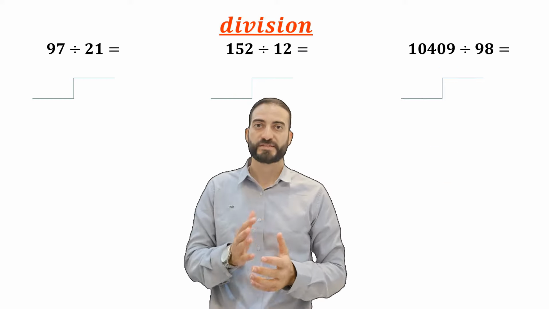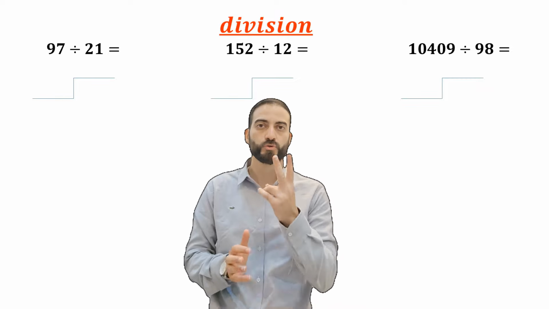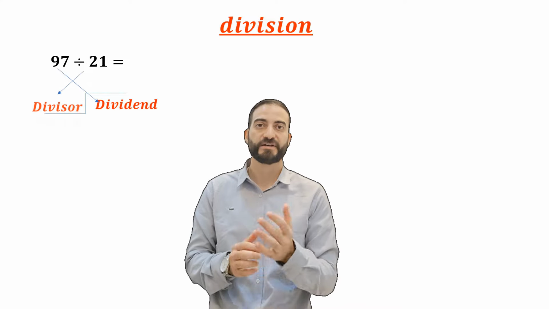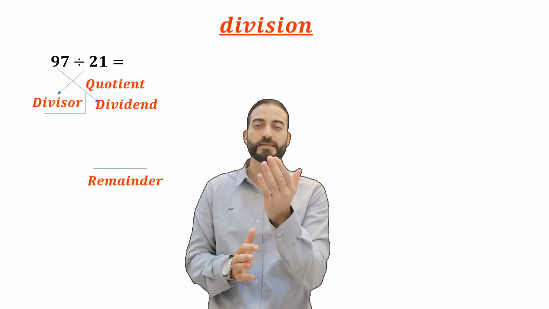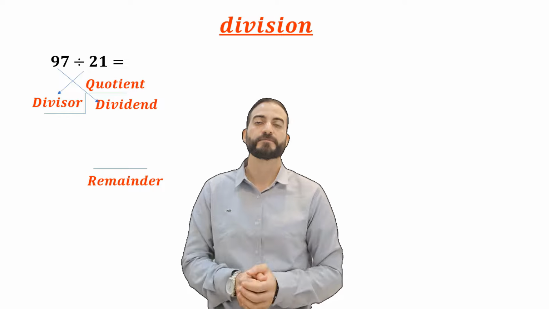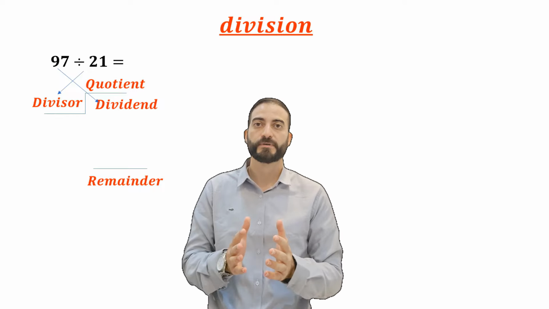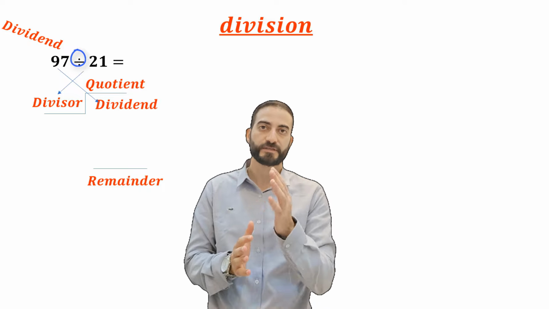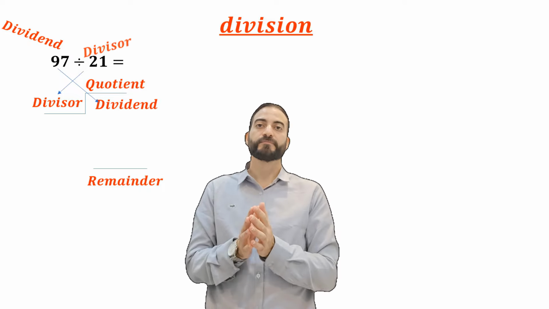Hello everyone, in this video we'll talk about division by 2 digits. Here we must put the dividend, and here the divisor, and here the quotient and remainder will appear with us. Always the number before this sign is the dividend, and the number after this sign is the divisor.